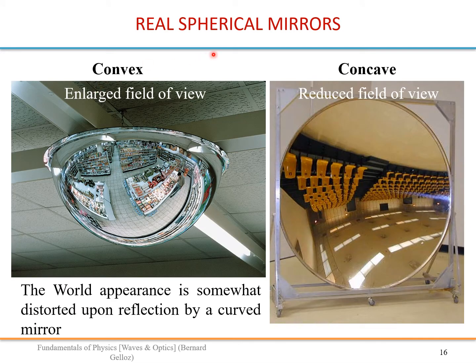These are examples of real spherical mirrors. In shops, in particular, you have this kind of convex mirrors because it allows the clerk or someone in the shop to look at the whole shop just by looking at this kind of mirror. Of course it deforms the reality, but if you just need to see what's going on, it's enough. This is a convex mirror. This is a concave mirror.